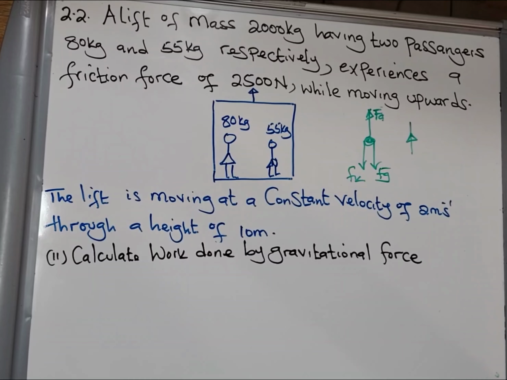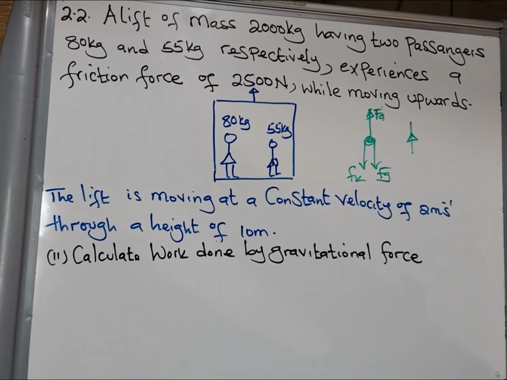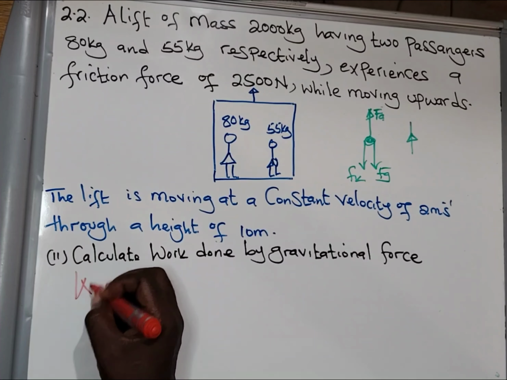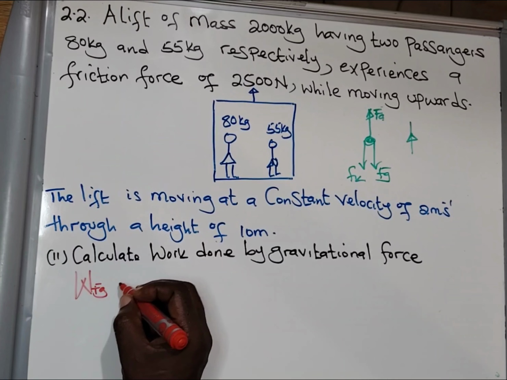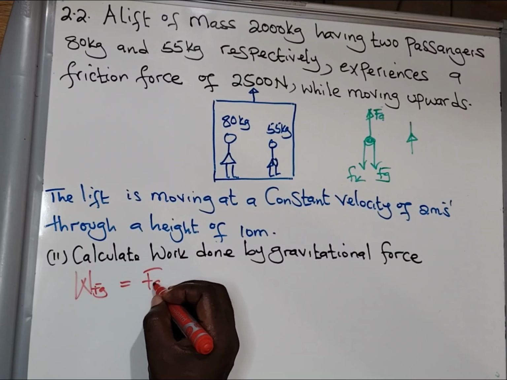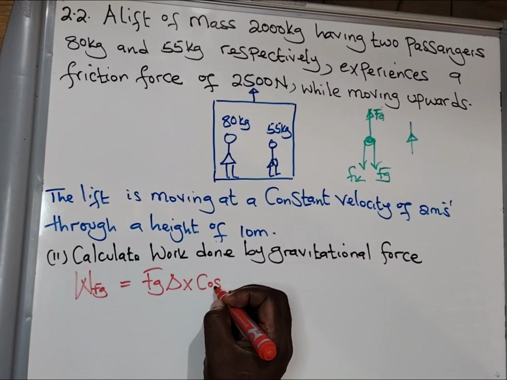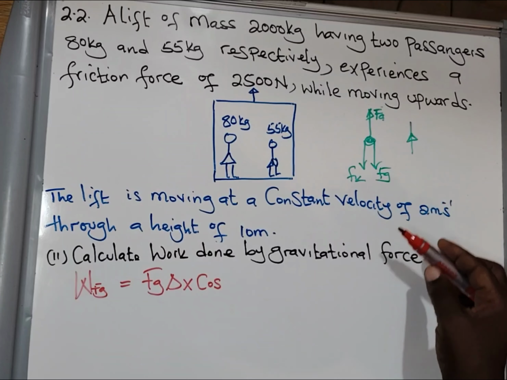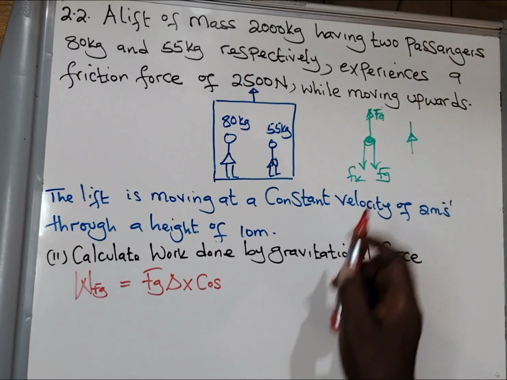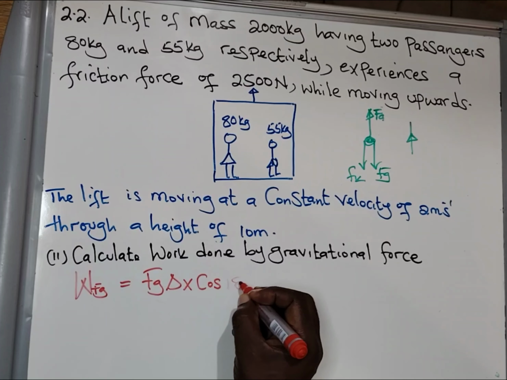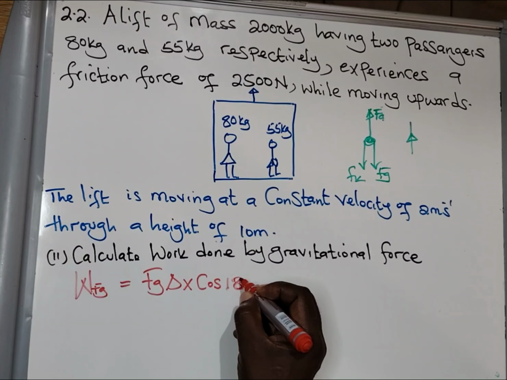So comes this question. It says calculate the work done by the gravitational force. How do you go about that one? We know that work done by the gravitational force is equal to gravitational force times displacement times cos of the angle. What's the angle? Fg is acting downwards and the body is going upwards, so the angle is 180 degrees.